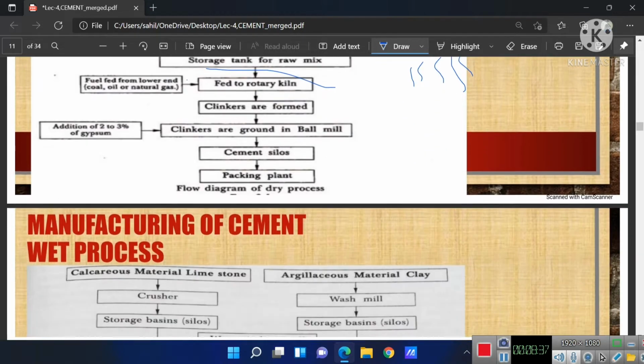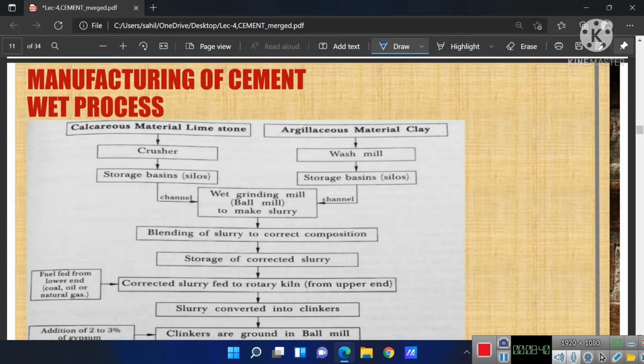And now, manufacturing of cement via the wet process. The basic difference between the wet process and the dry process is that in the wet process water is used, and in the dry process water is used 0%. Now in the case of calcareous material in the wet process, it is sent to a crusher, then storage bins, then wet grinding mills, ball mills, to make slurry. In this case slurry is made, whereas in the dry process only powder is made.